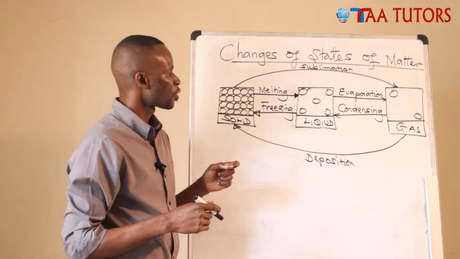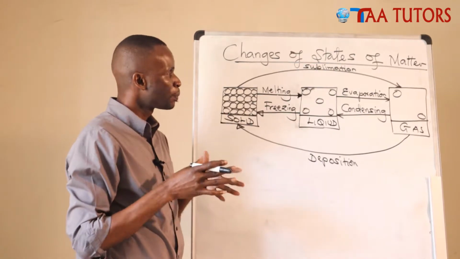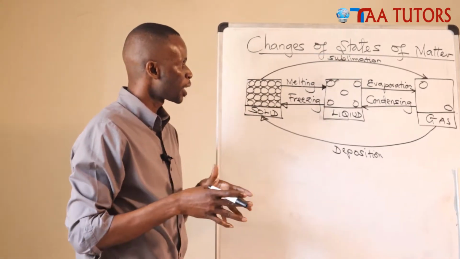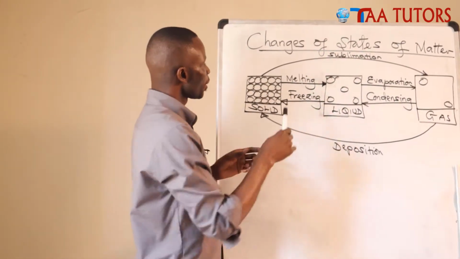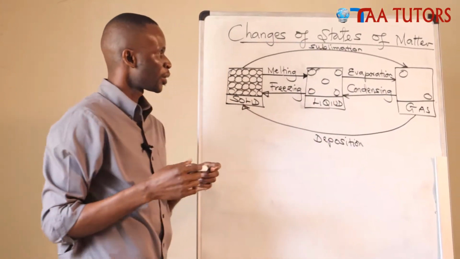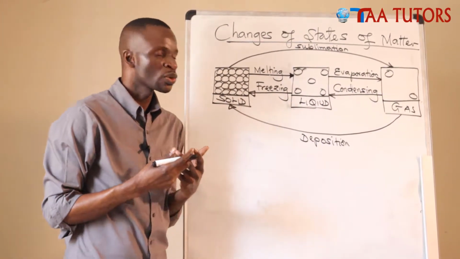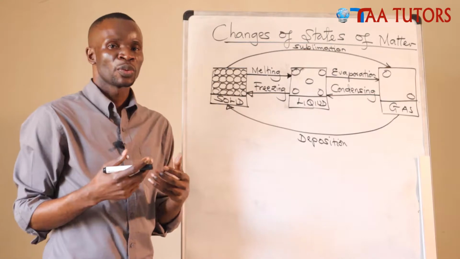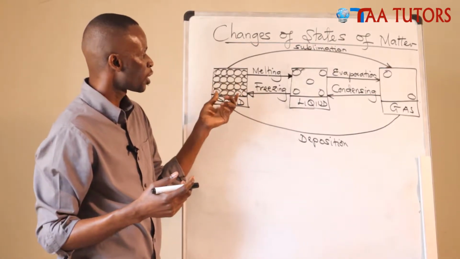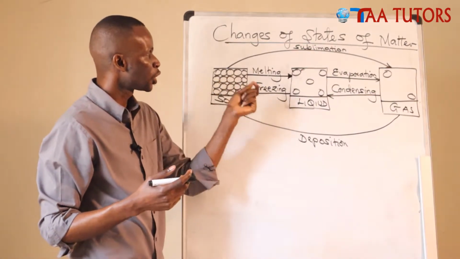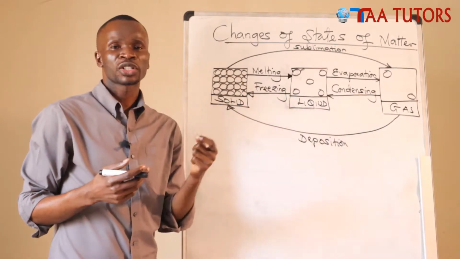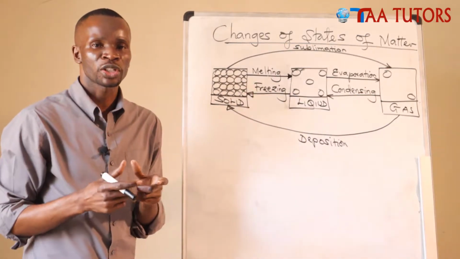In these three states of matter, I want to go a little deeper to explain a few things. When a substance is melting, if someone asks you the definition of melting, we say it's the change of state of matter from solid to liquid at a constant temperature. Why do I mention the words constant temperature?